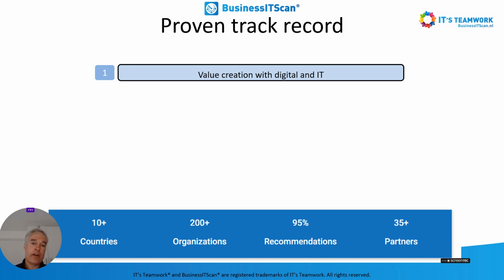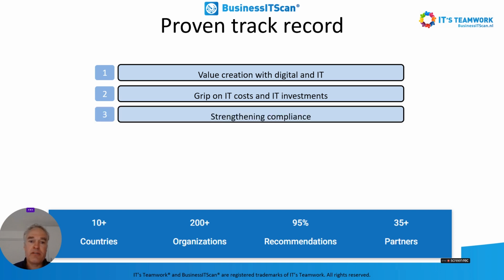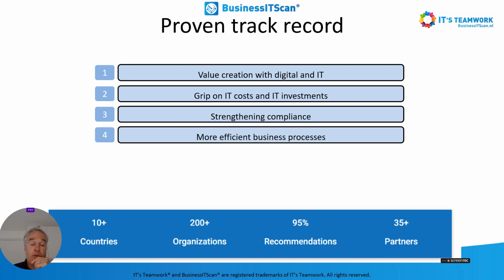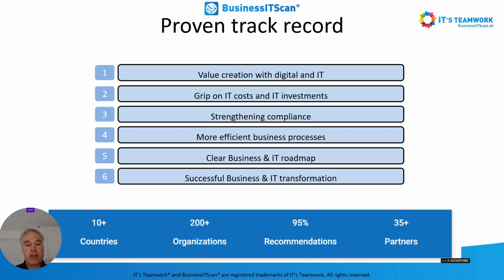If we look back, the track record that we have is its value creation. It's proven now. We have grip on IT costs, IT investments. It offers strengthened compliance, and we really can see that the business processes in organizations get more efficient because the various stakeholders give their proposals and suggestions, and those are prioritized. And people start talking about those proposals, and if there is some iteration, it's also possible to implement it rapidly because the priorities are defined. So this is also the basis for a clear business and IT roadmap.